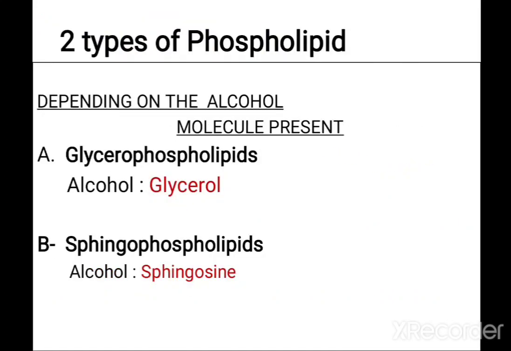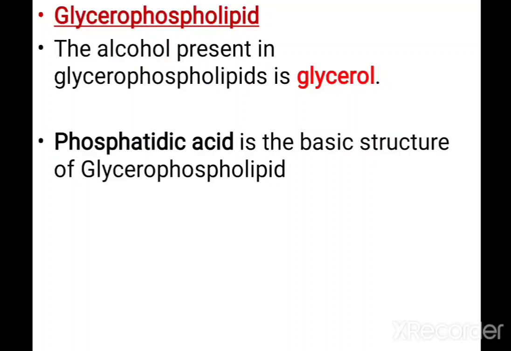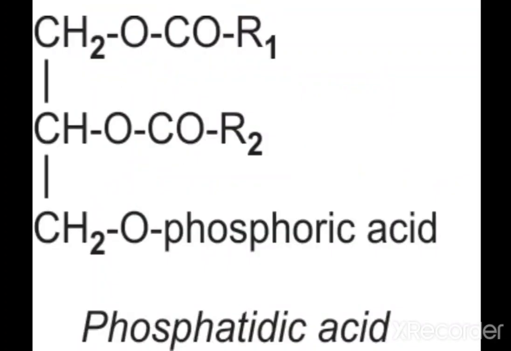So phospholipids are of two types, glycerophospholipid which contains glycerol as the alcohol part, and sphingophospholipid which has sphingosine. Coming to glycerophospholipid, the alcohol group is glycerol, and the basic structural unit for a glycerophospholipid is the phosphatidic acid. So this is the structure of phosphatidic acid. This is glycerol, CH2OH, CHOH, CH2OH, and the first and second hydroxyl groups are esterified with fatty acid, and the third hydroxyl group is esterified with the phosphoric acid, and this is the basic requirement for a glycerophospholipid, and this basic structural unit is known as phosphatidic acid.